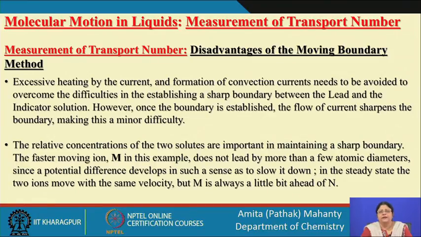So the relative concentrations of the two electrolytes have to be maintained such that the boundary of the two solutions is sharp, because eventually the difference between the leading solution and the indicator solution is only of the order of a few atomic diameters. To have them very clearly generated, we need to maintain a condition where the relative concentrations are appropriate in the leading and the indicator solution.